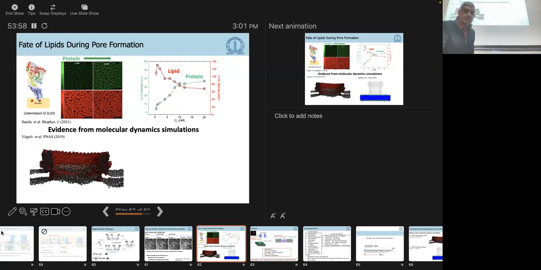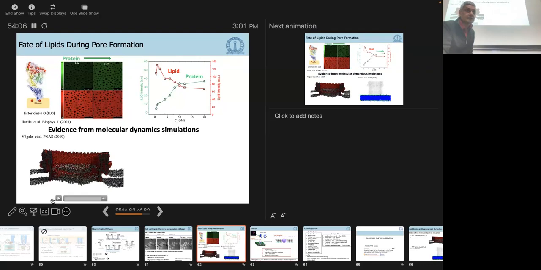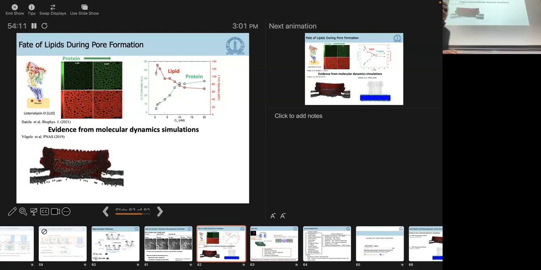So this is some work done by Vogele and Gerhard Hummer's group. This is a PNAS paper in 2019. Let me play that for you here. So this is a large Martini simulation where they see that once the pore forms, you find this sort of vesicle forming inside. The lipids form this vesicle and it actually moves out.